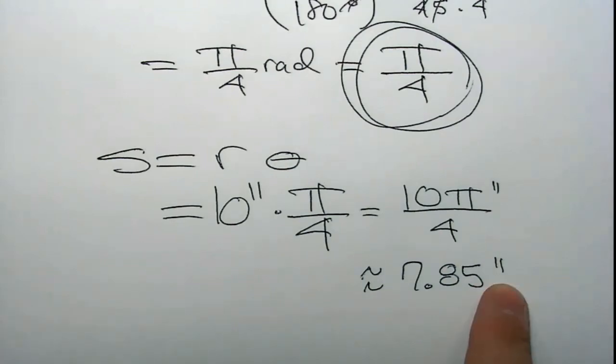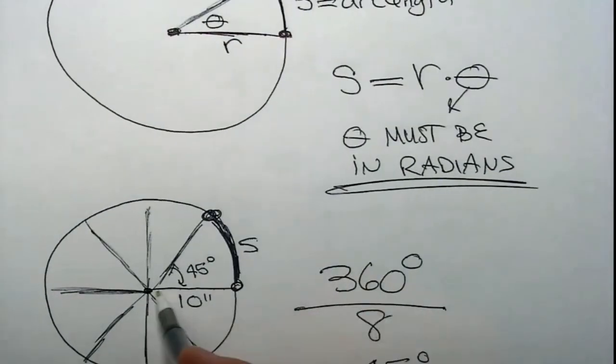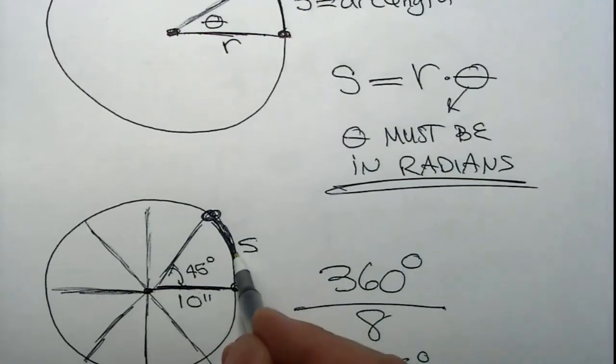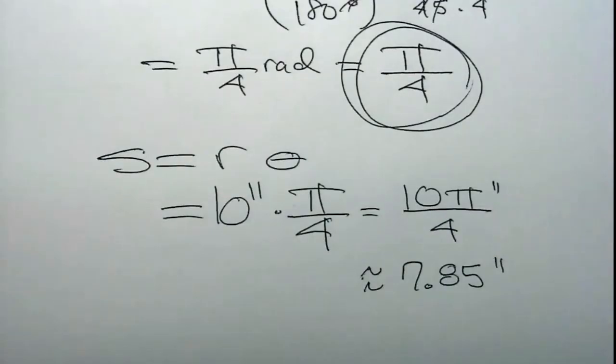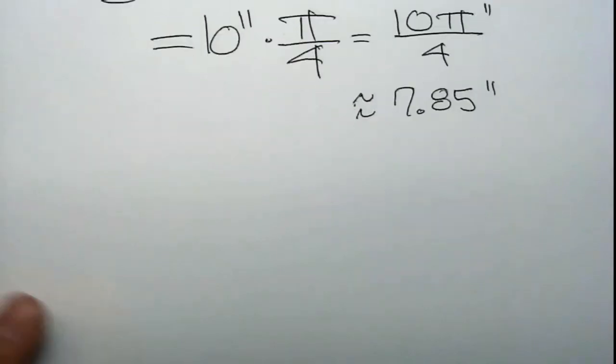Now, if we go back to the picture, I think that makes sense. The units are right, because we measure in inches here. And not only that, if this is 10 inches long, yeah, 7.85 sounds very reasonable. So that's how we use the arc length formula. Hey, one more quick example.